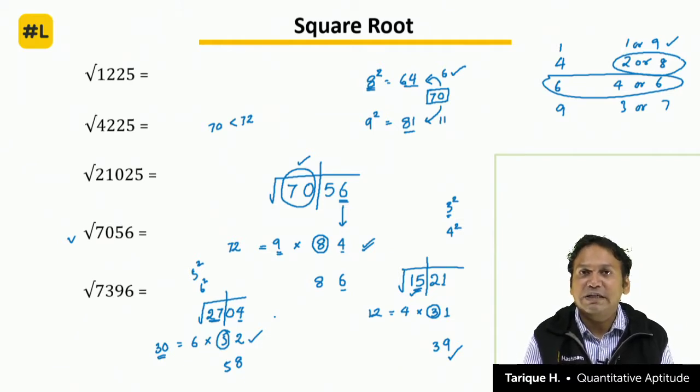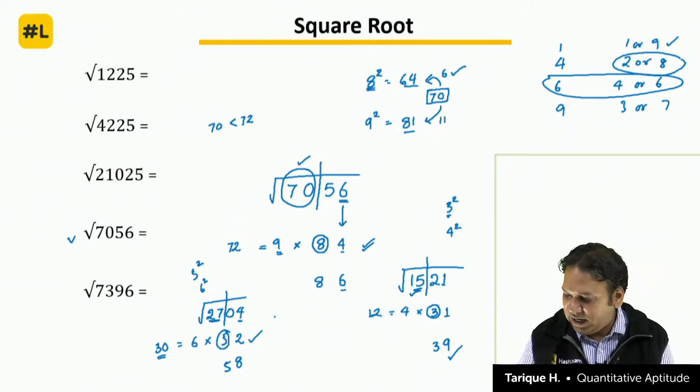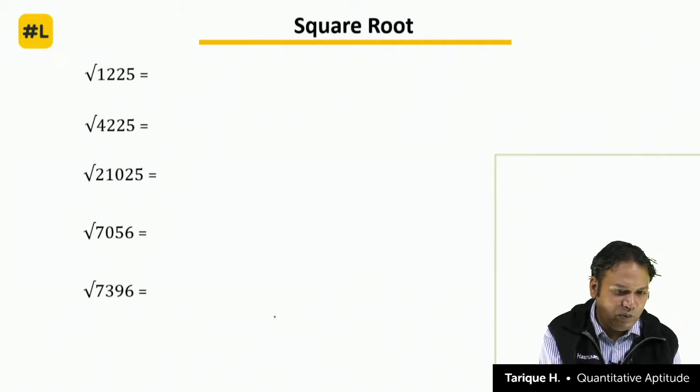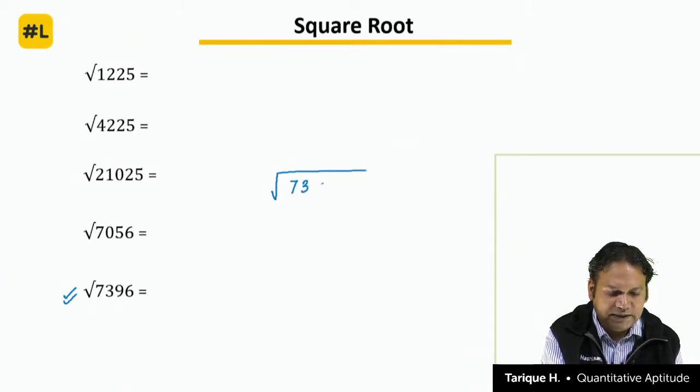Now perfect squares don't end in 2, 3, 7, 8. So you don't have to worry about 2, 3, 7 and 8. So let's now go to the last number and find out what is the square root of 7396. Calculate quickly and tell me the answer. What is the square root of 7396?